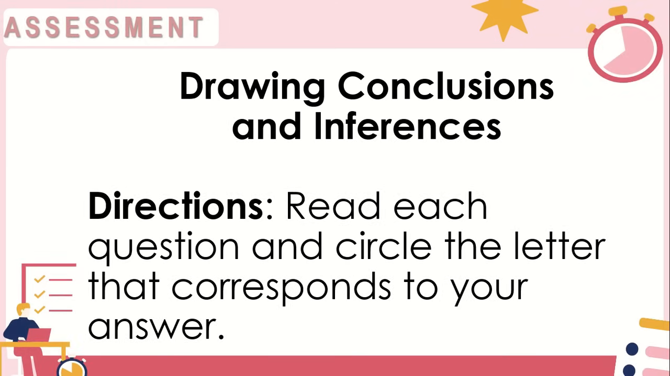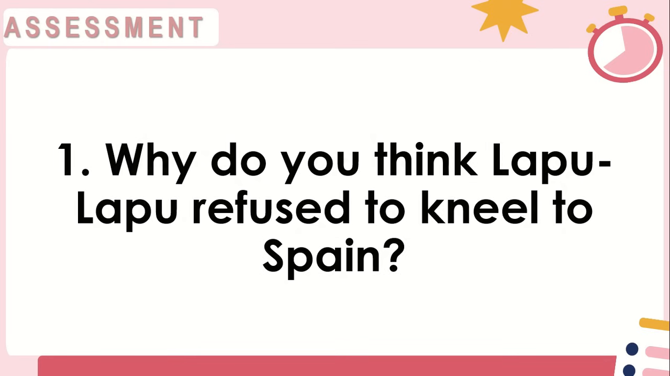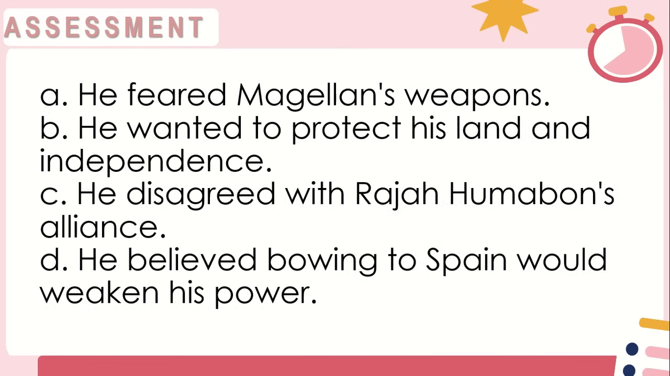Drawing conclusions and inferences. Read each question and circle the letter that corresponds to your answer. Why do you think Lapu-Lapu refused to kneel to Spain? A. He feared Magellan's weapons. B. He wanted to protect his land and independence. C. He disagreed with Raha Humabon's alliance. D. He believed bowing to Spain would weaken his power.